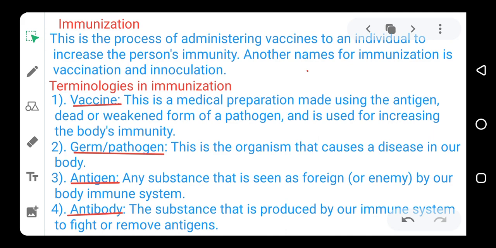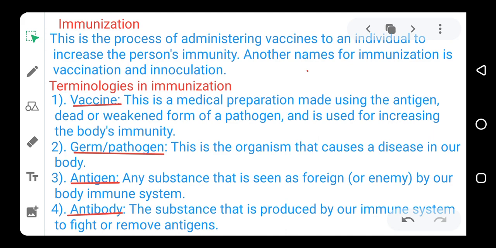Now, in immunization, we use the vaccine produced and then we introduce it into people or administer it to people. And the essence is to increase their body immunity, like in active acquired immunity. So that is what we do in immunization. And another name for immunization goes with vaccination and inoculation. So you can also say that immunization is vaccination or inoculation.